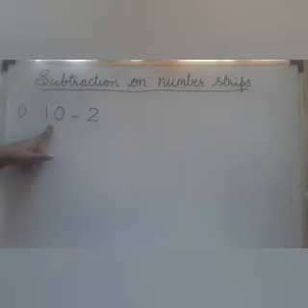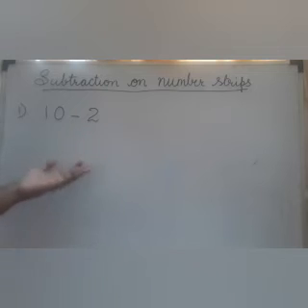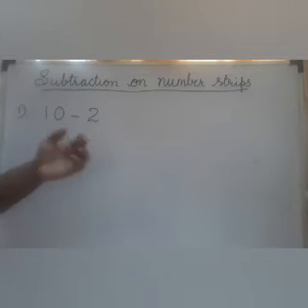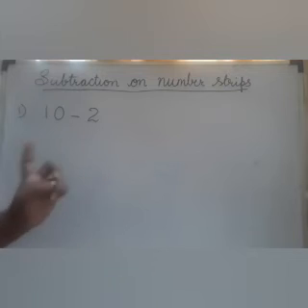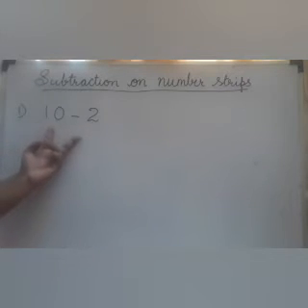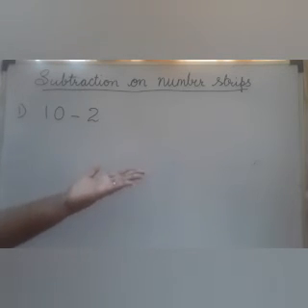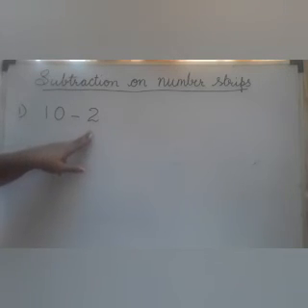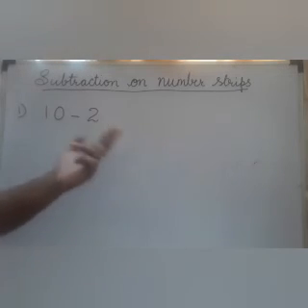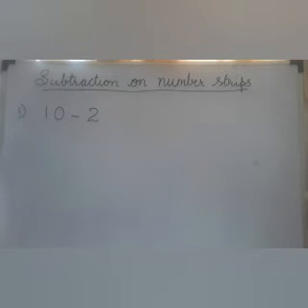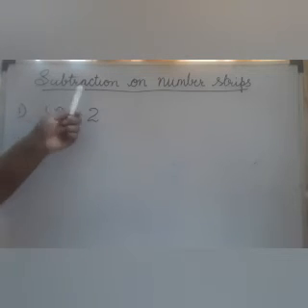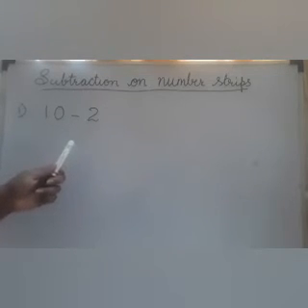Dear kids, the first number shows from where we have to start the jumping. And the second number shows how many backward jumps we want to make. Dear kids, there are 2 numbers. The first number shows from where we have to start the jumping, and the second number means how many backward jumps we want to make. Let us look at how we can do the subtraction on number strip.